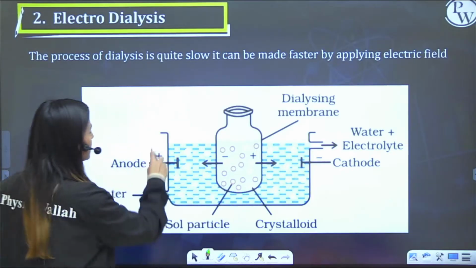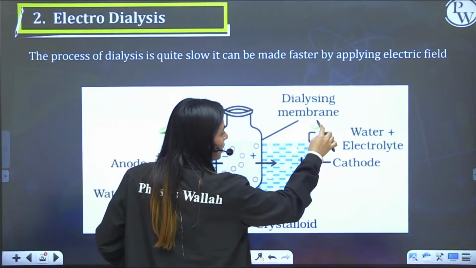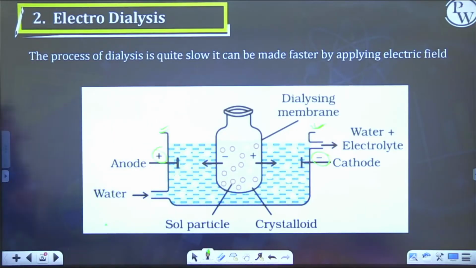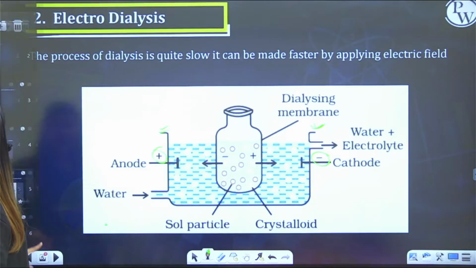This is the exceptional thing: anode and cathode. Perfect. Please write it down and then we'll move forward. I hope you've written it.